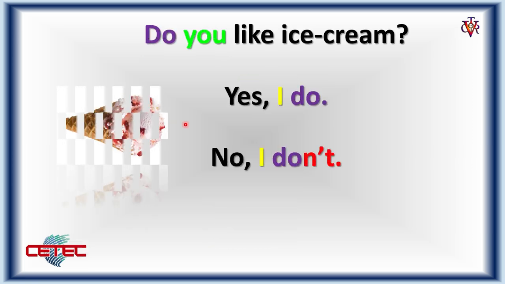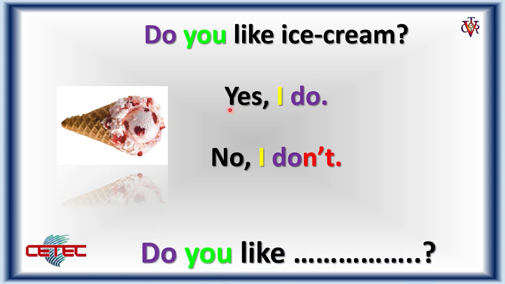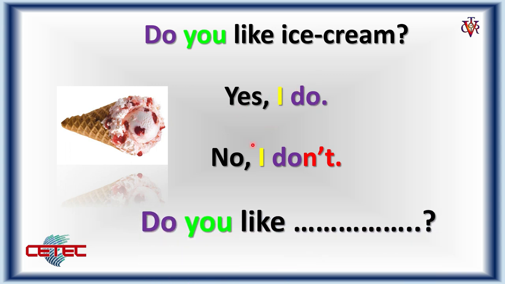Do you like ice cream? Yes, I do. No, I don't. Here, with this structure, now you can create more sentences. Do, you, plural, or one by one, face to face, or when you are talking in public, to more than two people.